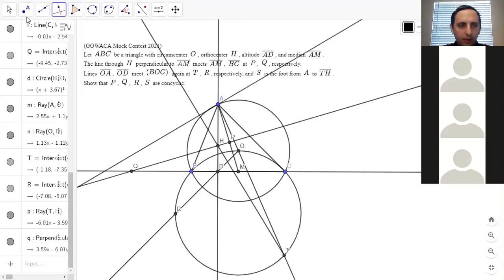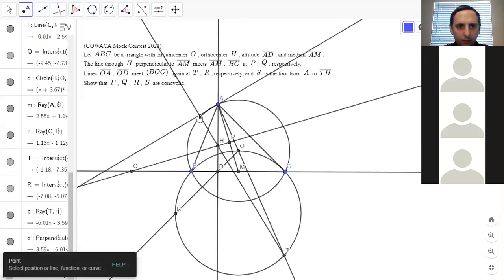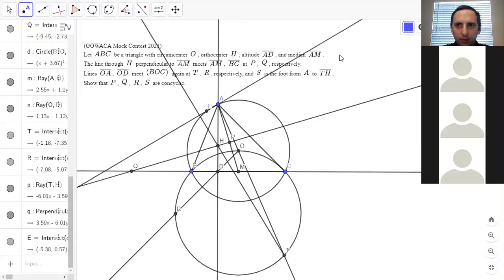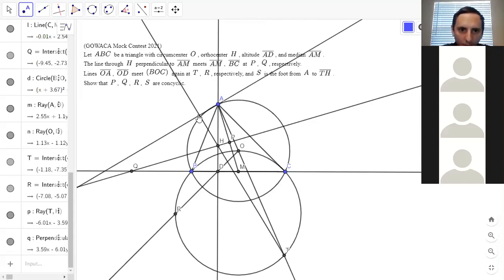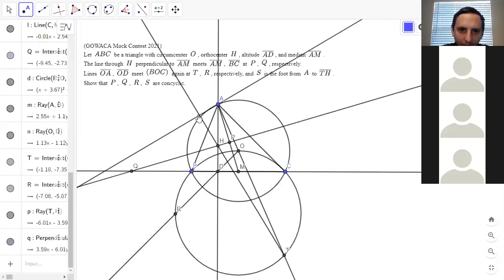And we want to show that P, Q, R, and S are cyclic. This is a very weird configuration. Let me see. On that point, it's hard to get it. Try one more time, and then there we go.